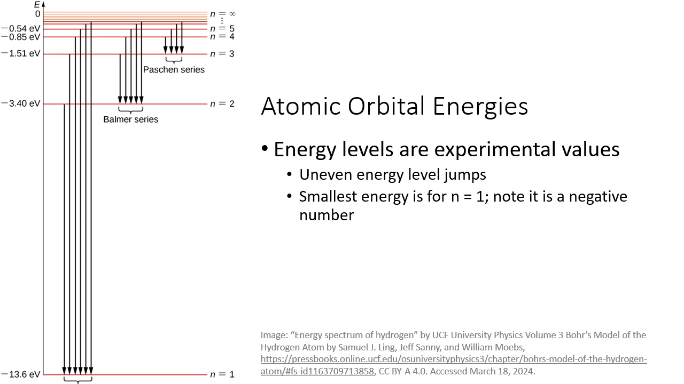So anyway, the smallest energy on the diagram is n equals 1. Note that the value is in fact negative. So negative 13.6 is in fact much less than negative 3.4. The nice thing about this particular diagram is that it is to scale, so it makes everything easier to see. So let's get back to the idea of the atomic orbital shapes.